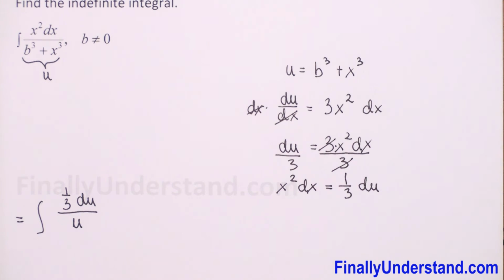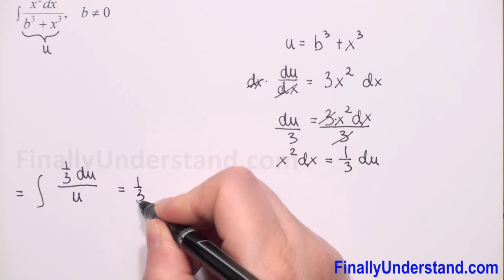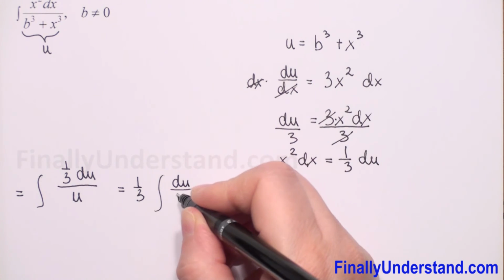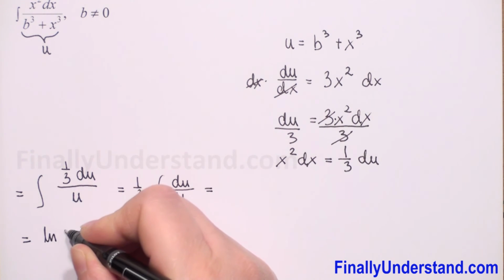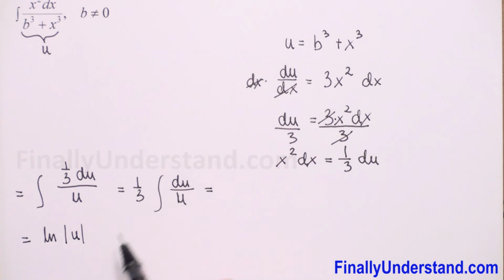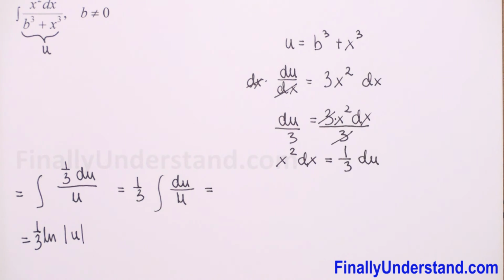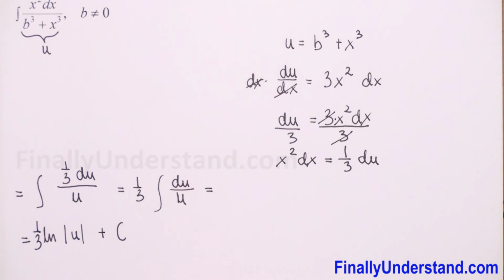So to find the integral of our function, first we can take this constant before the integral symbol. So we have 1/3 integral of du over u. So this is equal to the natural logarithm of the absolute value of u. Of course, don't forget about 1/3. And of course, when we have an indefinite integral, we have to add the constant c. And this formula is for u different than 0, of course.